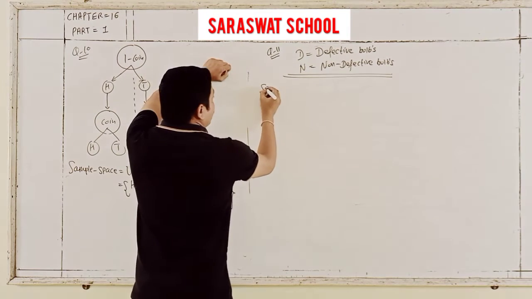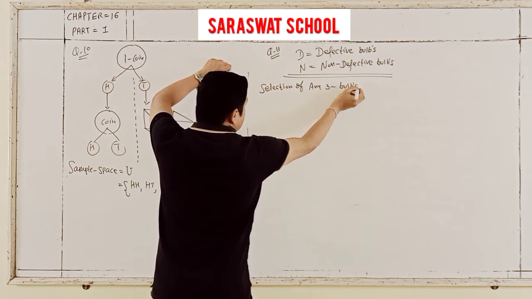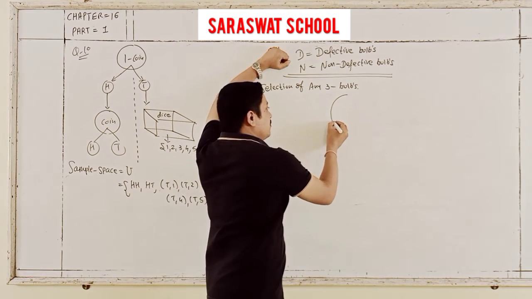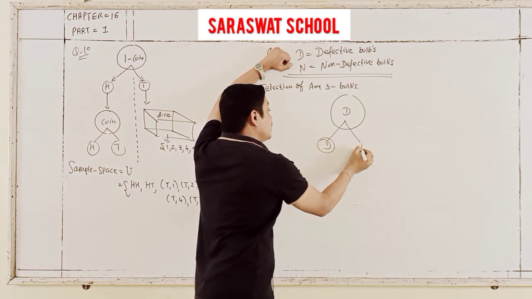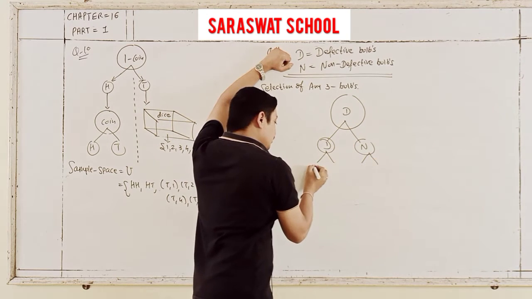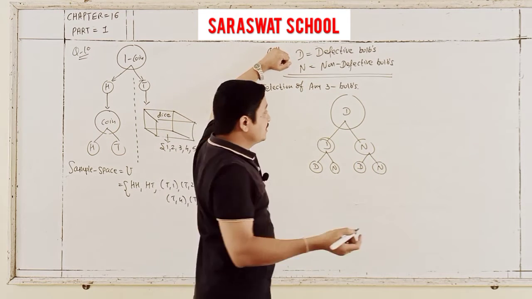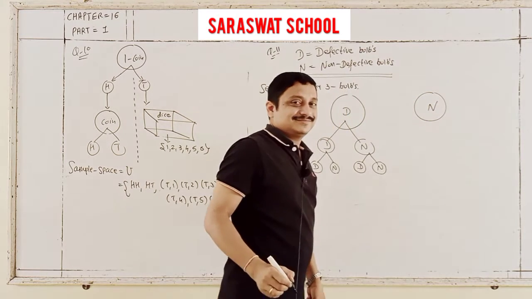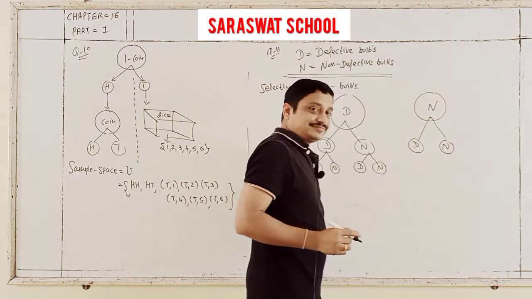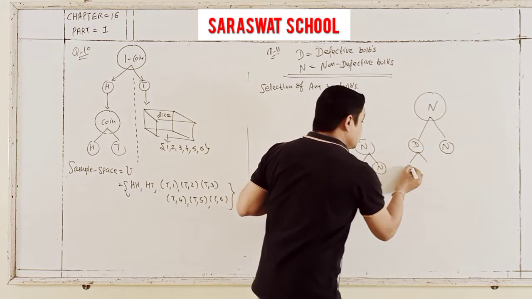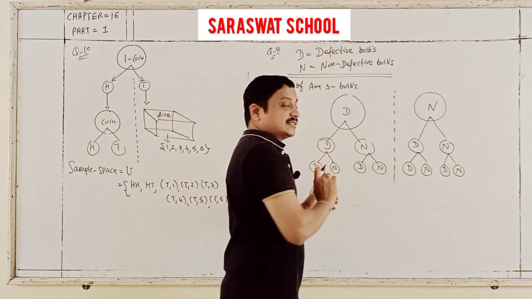So selection of any 3 bulbs. We just start my experiment. Maybe my first selection is defective. Then the second bulb I select defective or non-defective, and the third bulb defective or non-defective. Otherwise, maybe I select my first bulb as non-defective. Then for my second chance again defective or non-defective, and the third chance the same, defective or non-defective. These are the 2 criteria we will declare.